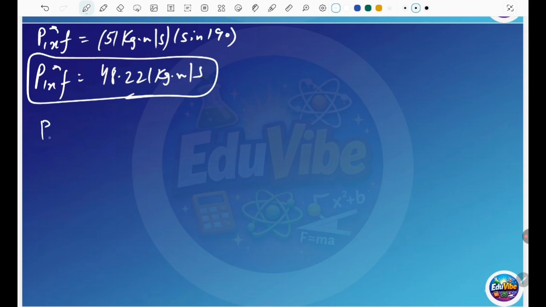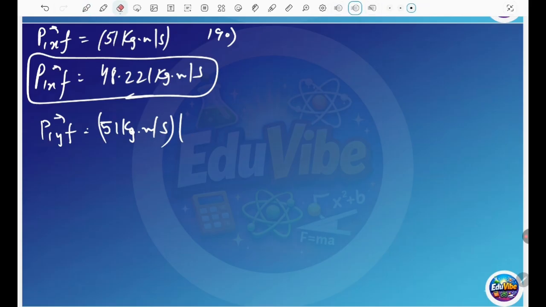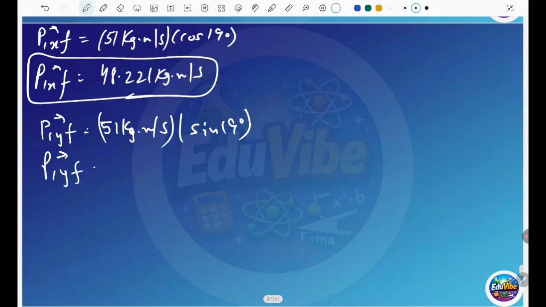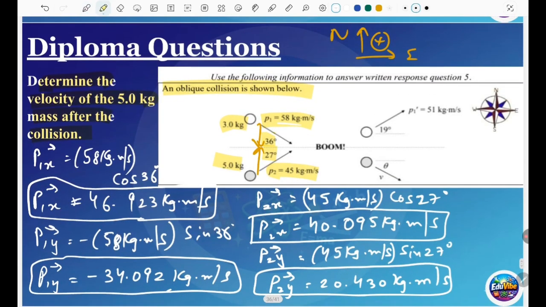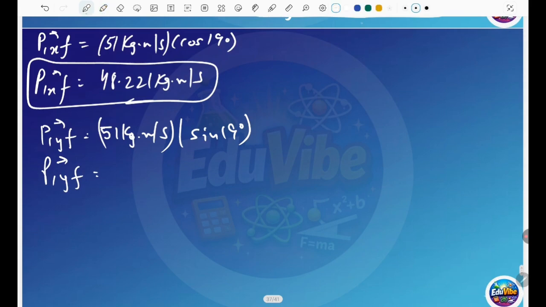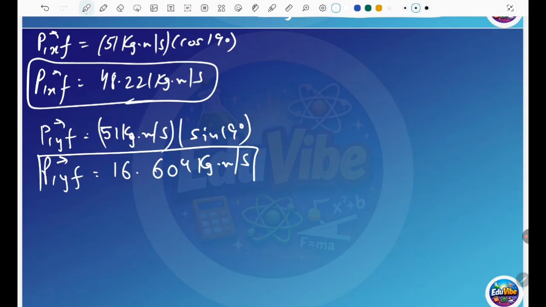If we find the p1y final, this is 51 kg dot meter per second at that time, and this is sine 19 degrees. This is a positive one because it goes upwards. When we solve for p1y final, we get 16.604 kg dot meter per second.